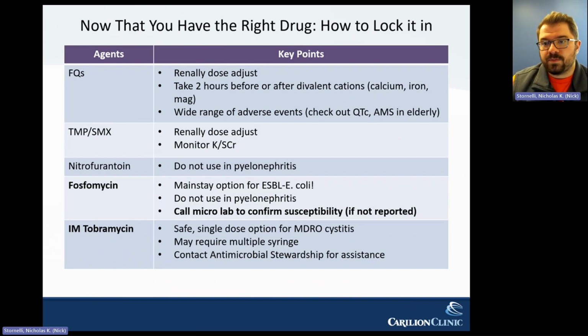And so I hope with that you take away a few pearls thinking about intramuscular aminoglycosides for multi-drug resistant organisms and urinary tract infection, cystitis particularly. And then also don't forget about the fosfomycin susceptibilities. They may take 1 to 2 days after that initial ESBL positive result comes back. Check back in the chart. If you don't see anything, reach out to the microbiology lab, reach out to antimicrobial stewardship if you have a question. And then again, for the intramuscular tobramycin, our antimicrobial stewardship team is always available to discuss if this is a potential option and talk through the dosing to help you navigate some of these really difficult resistant cases.